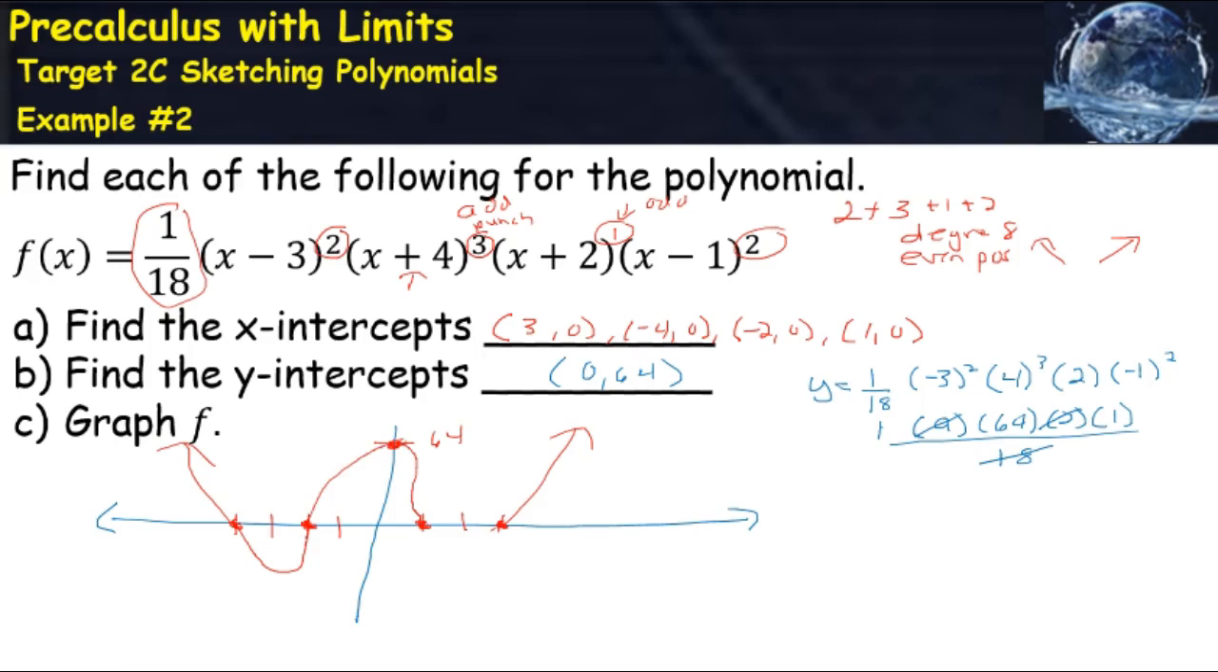Now I'm going to look at 1, and that's even, so this is a bounce. Instead of punching through, it's going to bounce back up. And then it's going to come down, and it's going to hit 3. If I look at 3, that's also even, so that's a bounce. So it bounces back up. So that is my polynomial.